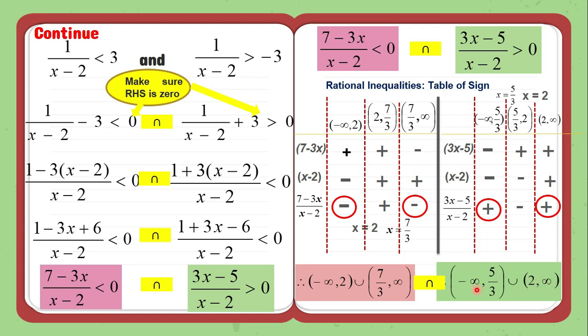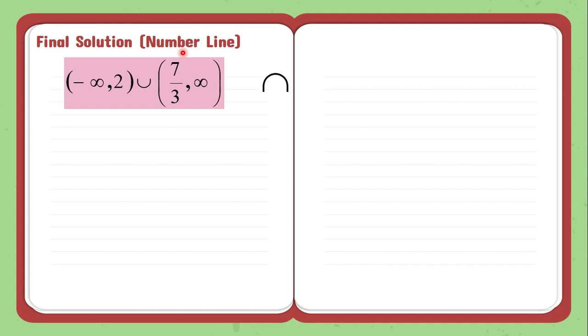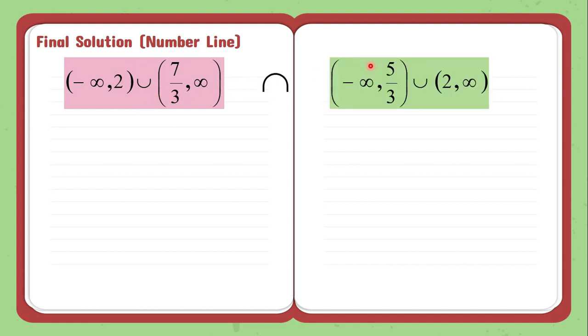So between the two intervals here, you must do an intersection. Next part, to write down the final answer, you must find the final solution. We do the number line. Okay, we have the first interval here, which must intersect the second interval here.